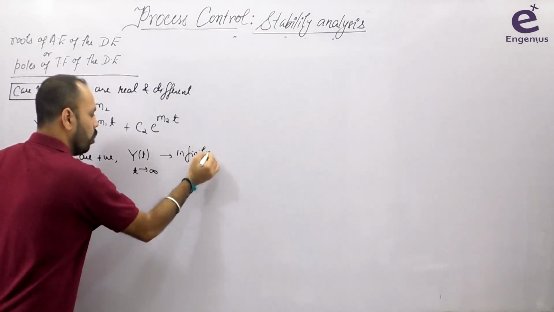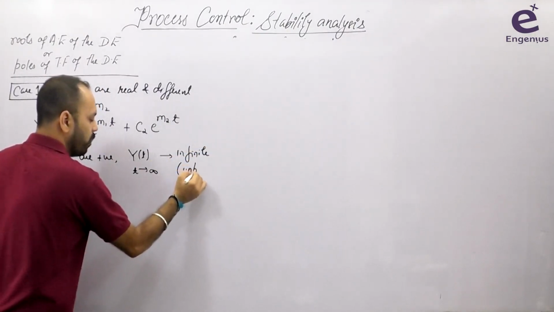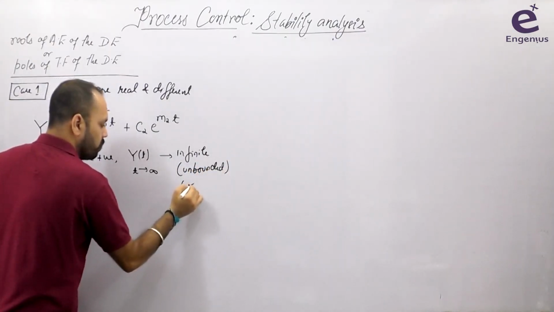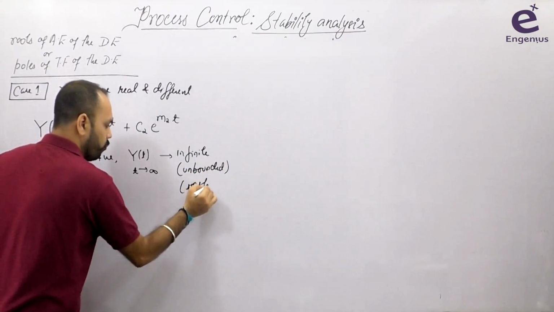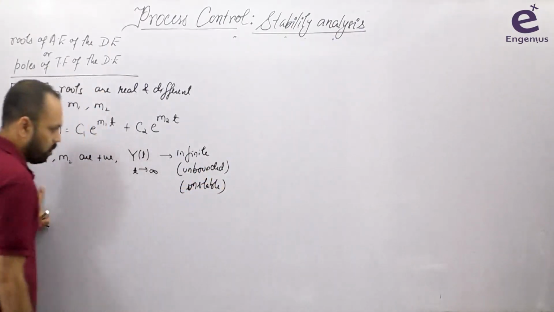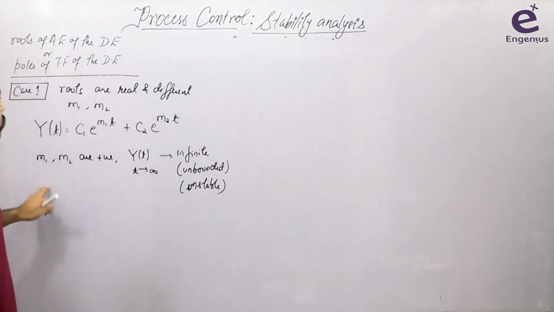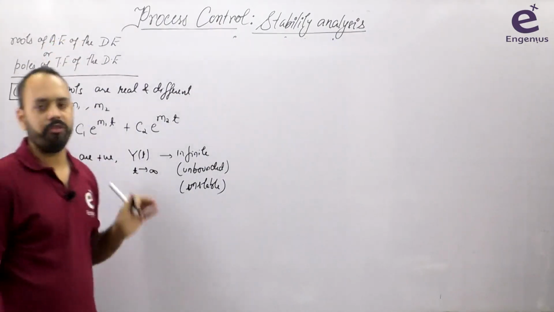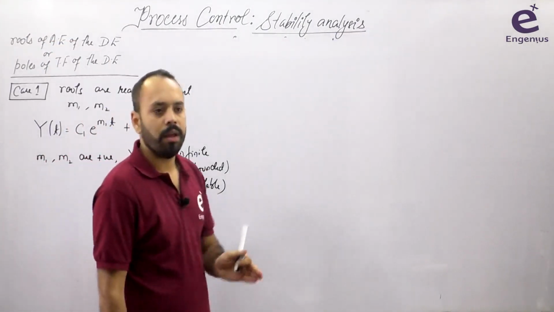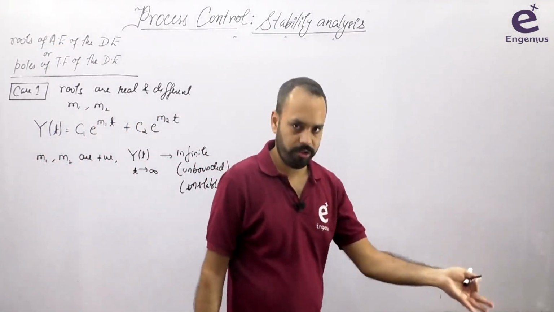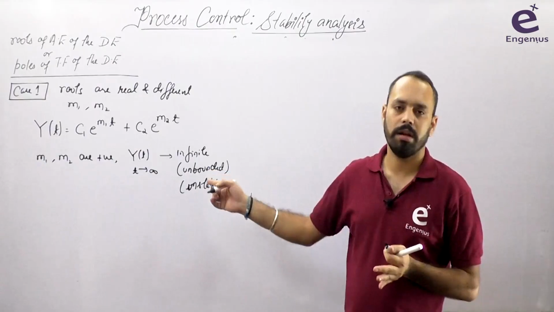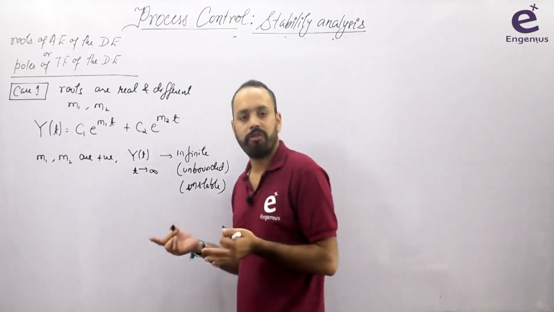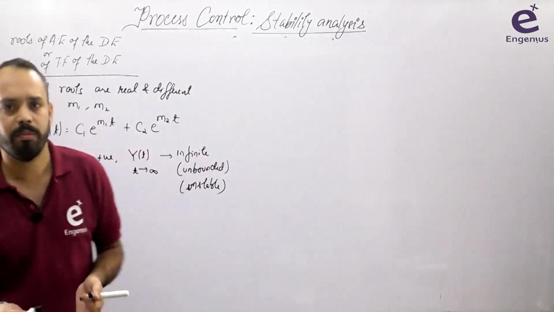What is the meaning of infinite? Infinite means unbounded. What is the meaning of unbounded? Unbounded means unstable. Fine. What does it suggest? It suggests that if the roots of the auxiliary equation or the poles of the transfer function are real, different, positive, the system is unstable. This is how we have to check various cases, and then we are going to make some rules.